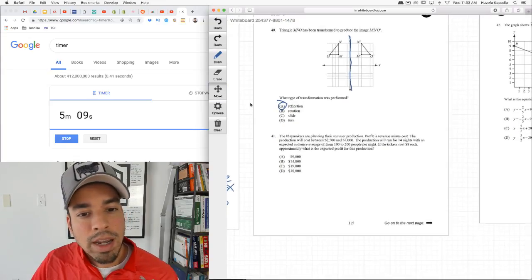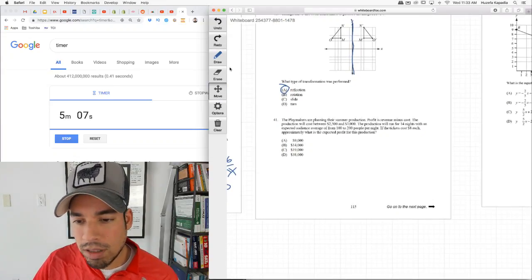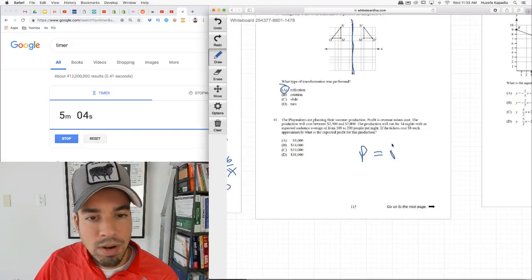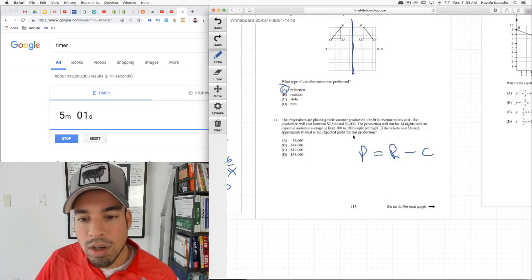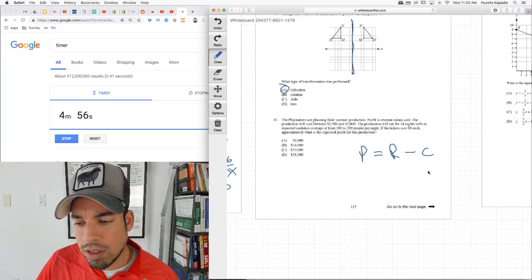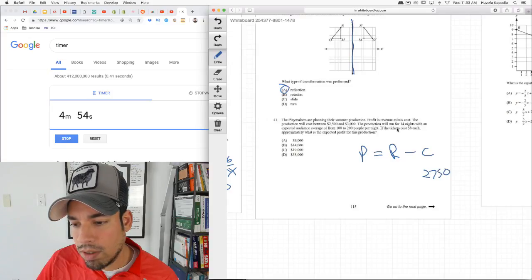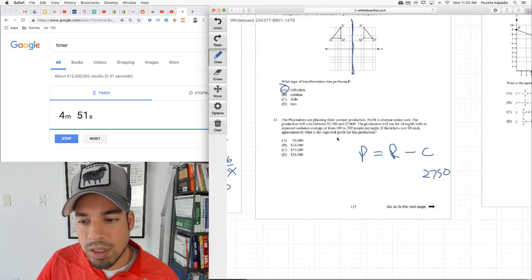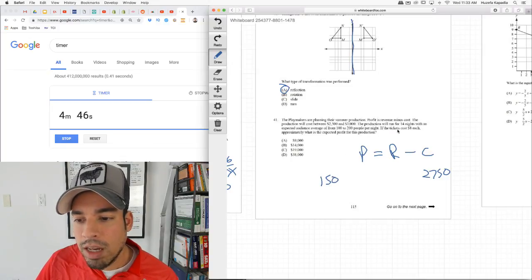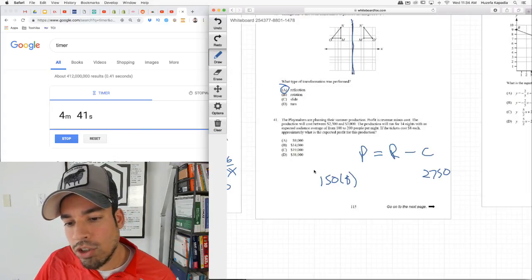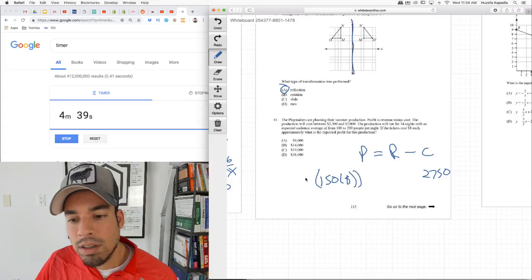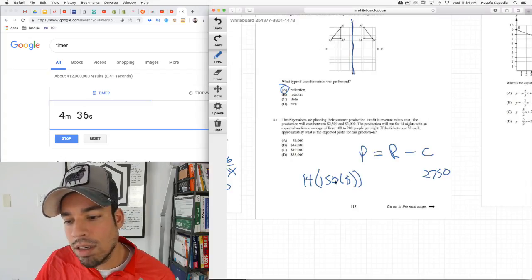Next, the playmakers are planning their summer production. Profit is revenue minus cost. Profit equals revenue minus cost. The production will cost between $2,500 and $3,000. So let's just say $2,750. And then the production will run for 14 nights with an expected audience range of 100 to 200. So let's say 150 per night. If the tickets cost $8 each, so 150 people times 8 times 14 nights, so that's what I'm making, and that's my cost. What is the expected profit per production?